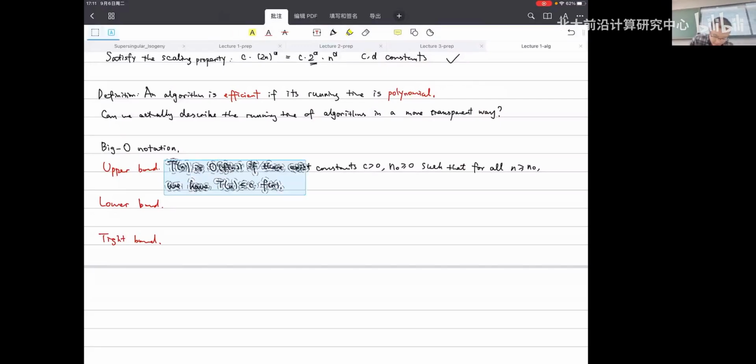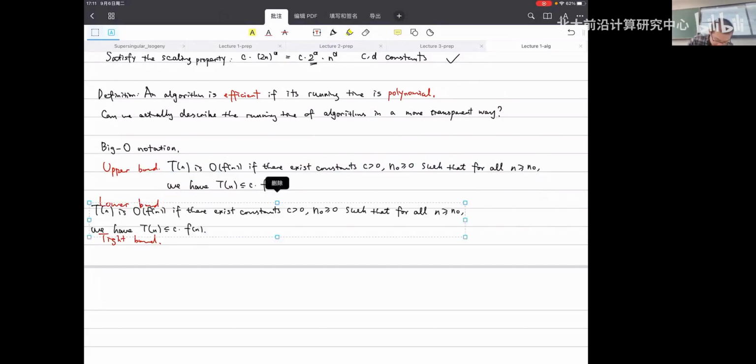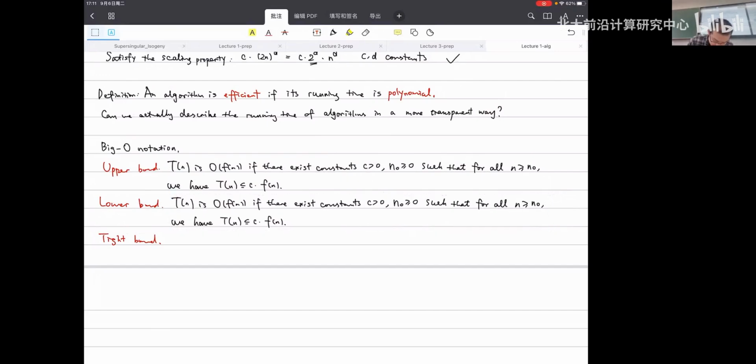I'm probably not going to write this again; we can just copy this. If you want to represent the lower bound, the notation is not O, but omega. In general, we write T(n) as theta of f(n) if T(n) is both O of f(n) and omega of f(n).